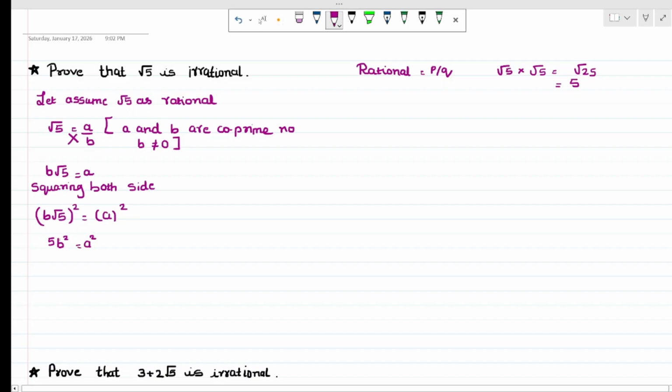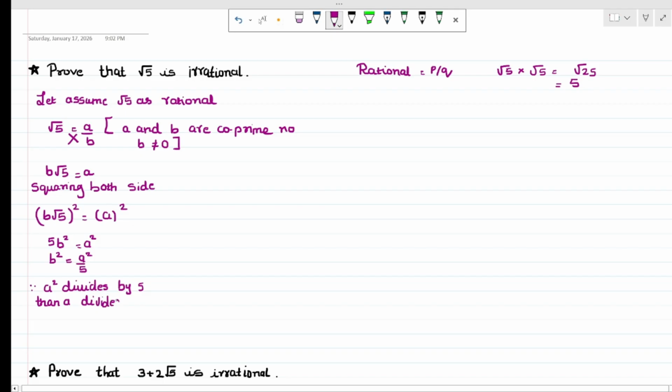Now 5 is here in multiplication. Substitute over here. What will you get? b square is equal to a square by 5. What does this mean? That means my 5 is dividing my a square. If 5 divides a square, then 5 can divide my a. Therefore, if a square is divisible by 5, then a will also be divisible by 5.